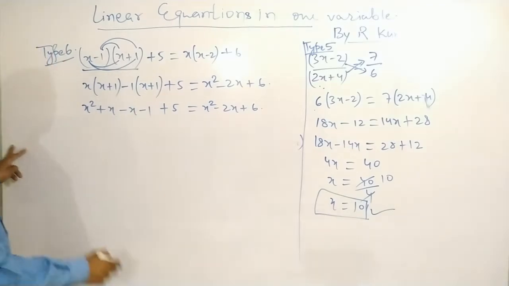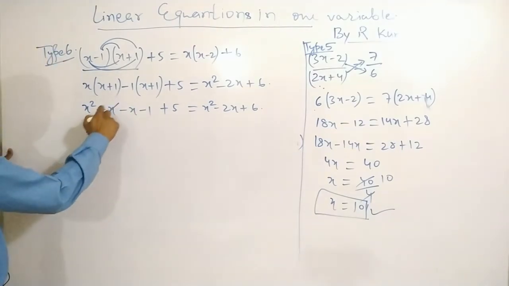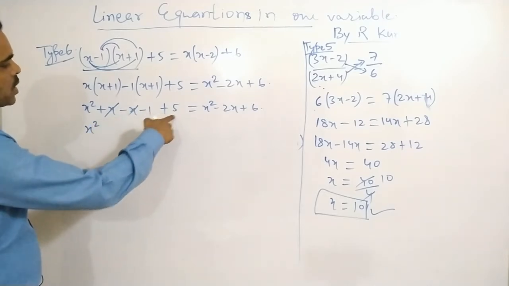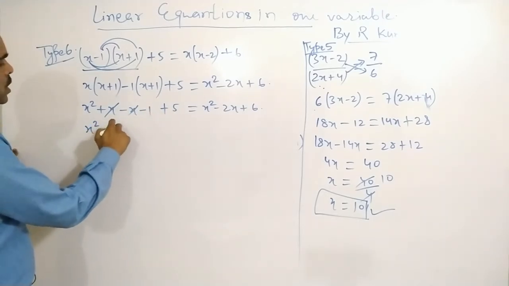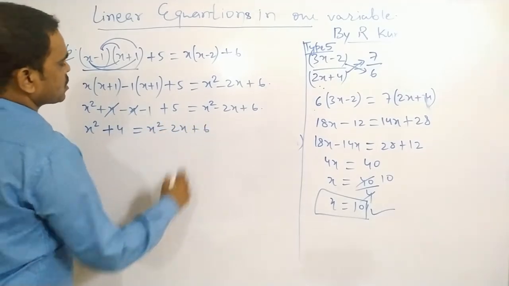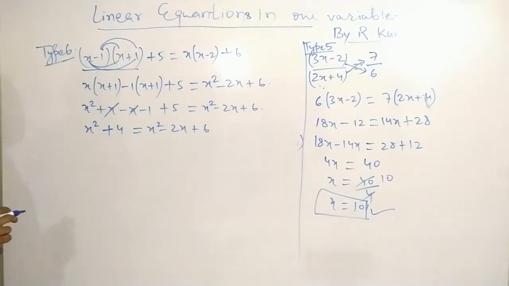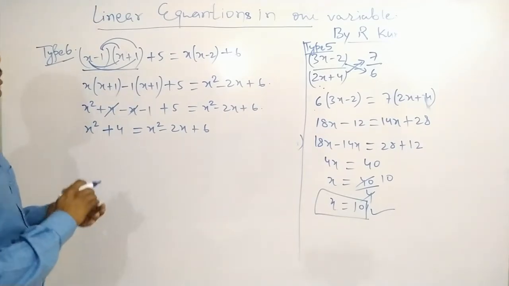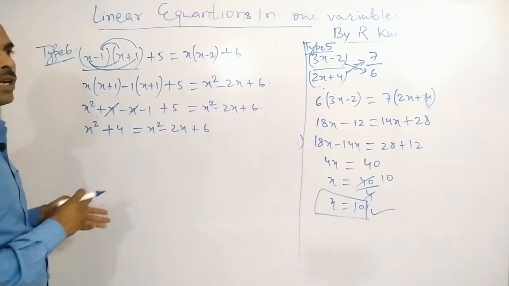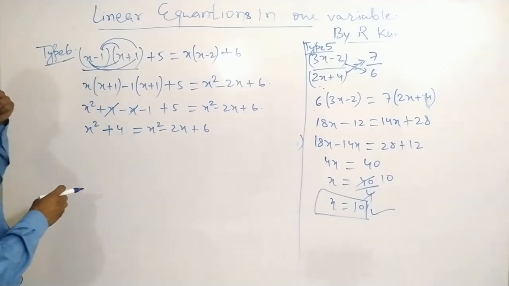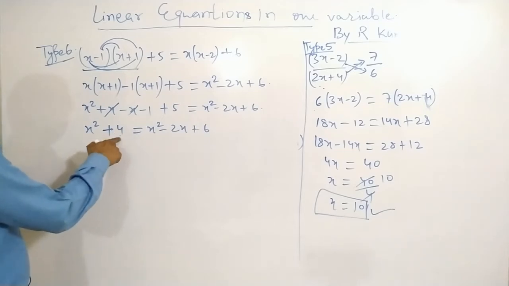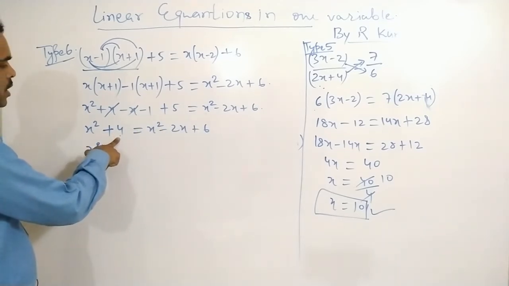Now x² and x² you can see are going to cut, and -1 and +5 will be +4 equals x² - 2x + 6. As I am telling you in every question, the variable or x related term should be on one side and the numerical value on the other side. So we will do that here also. The x² I am going to set on the other side.